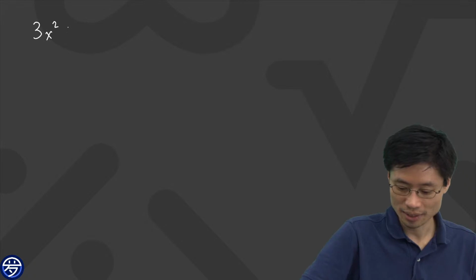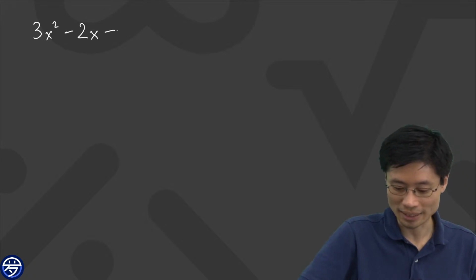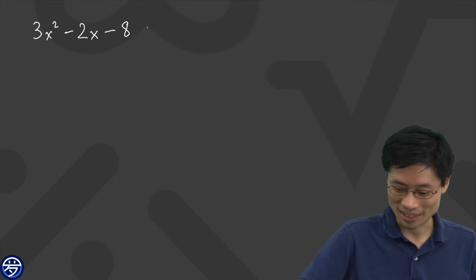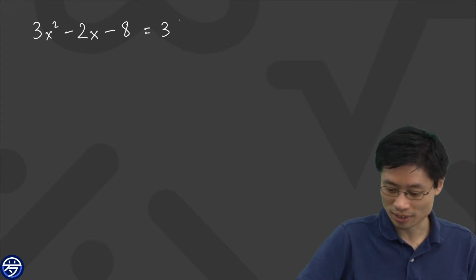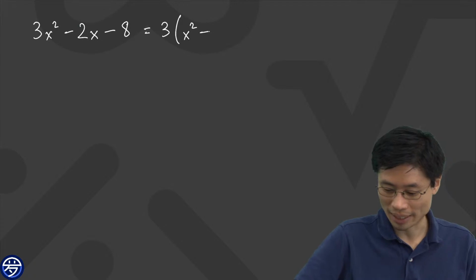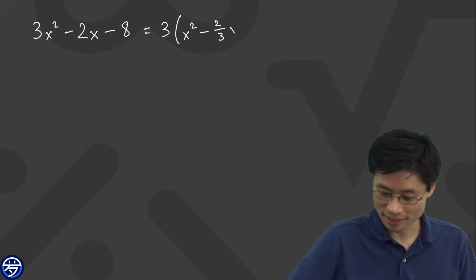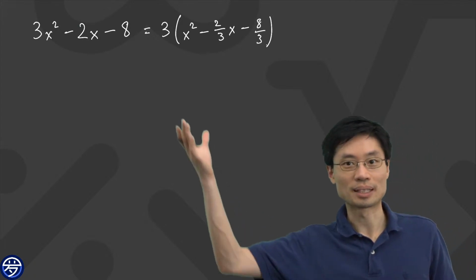3x squared minus 2x, and the k is minus 8, okay? So now suppose I tried to factor this. And if I tried to factor it, I could actually first take out a 3. X squared minus 2/3 x, and then minus 8/3. And you might say, well, why did we bother making such a mess?